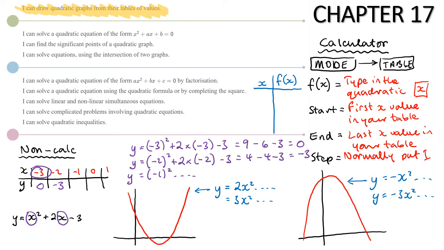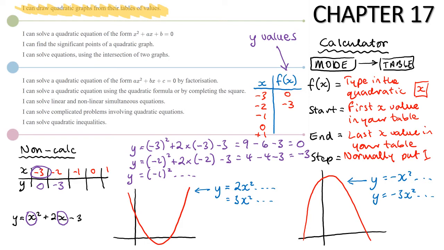So we'll have like -3, -2, -1. If they don't all fit on the screen, you might need to scroll down, and then your y values are going to be here. So for example 0, -3, and so on. So your y coordinates, your y values go in the second column. So here is your y values. So that's what we'd do if we were using a calculator.